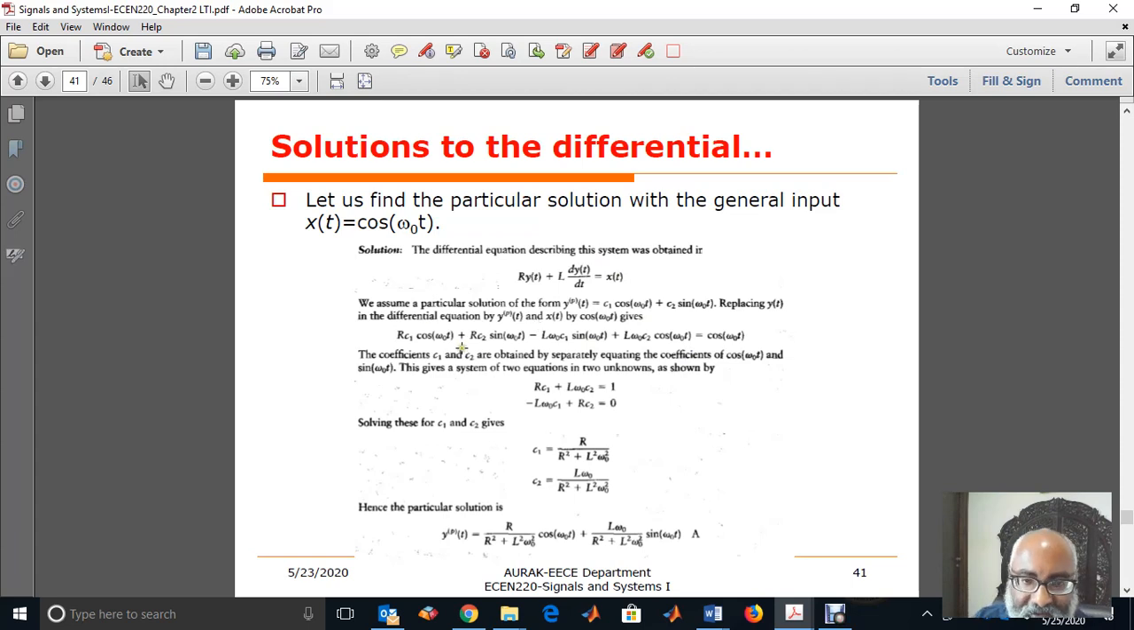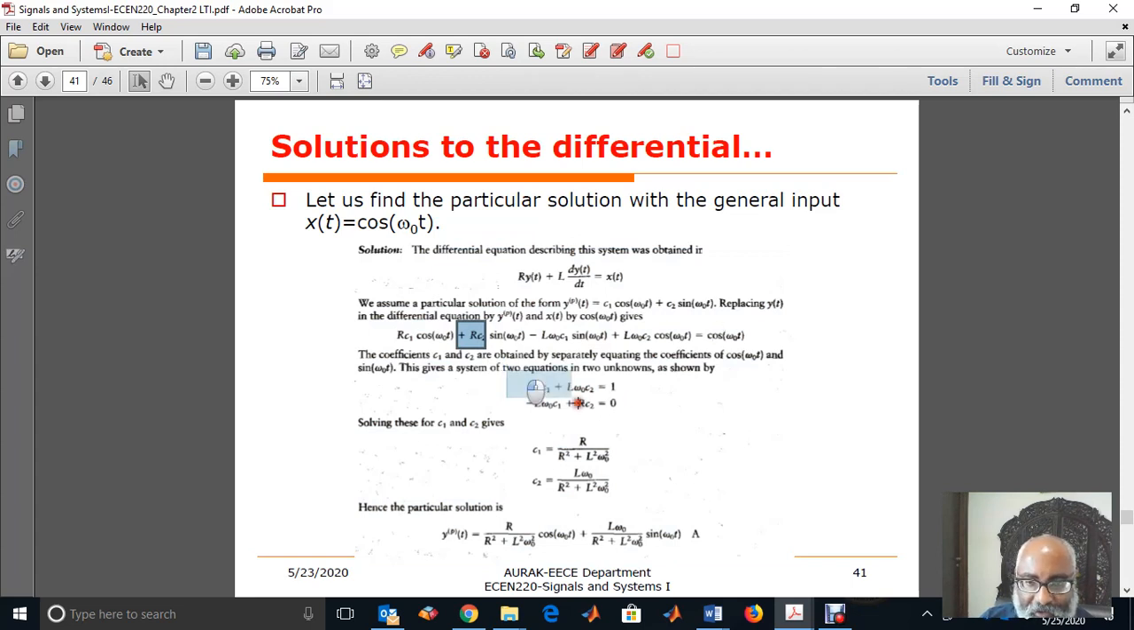Then we rearrange this. We group the cosine part. The cosine part has R times C1, and L omega naught C2. So I combine these two, and the cosine part should match the input cosine, so the coefficient R C1 plus L omega naught C2 is equal to 1. The sine part, I group as R times C2 minus L omega naught C1. I don't have sine on the right side, so it should be 0.